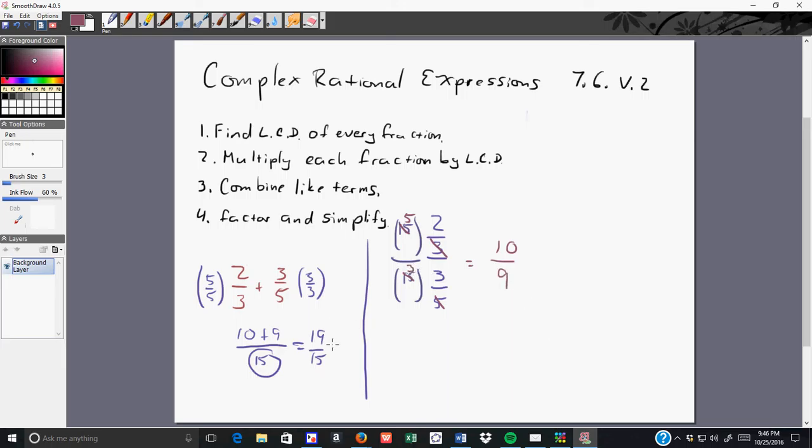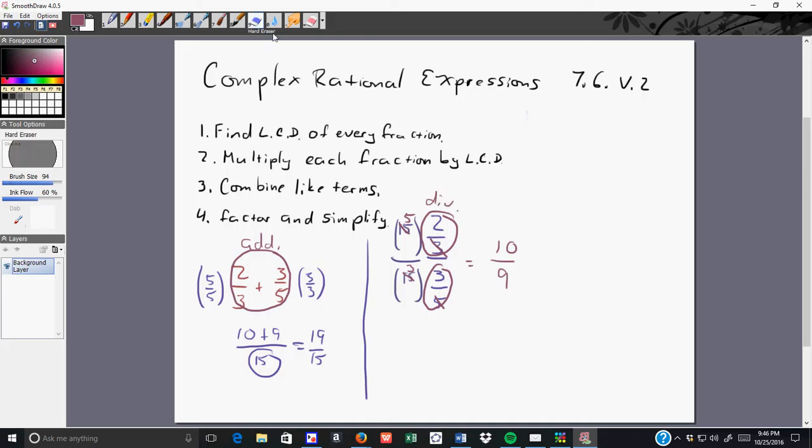And now you might be saying, well, 19 over 15 is not the same as 10 over 9. And that's true, because this was when I was adding these two fractions, and this was essentially when I was dividing those two fractions. So there's a difference. This is addition, and this was division.